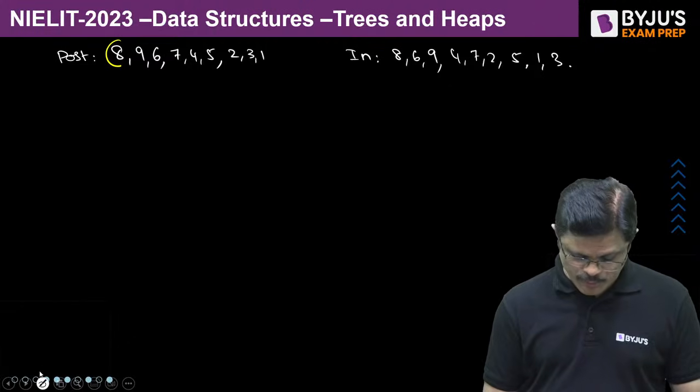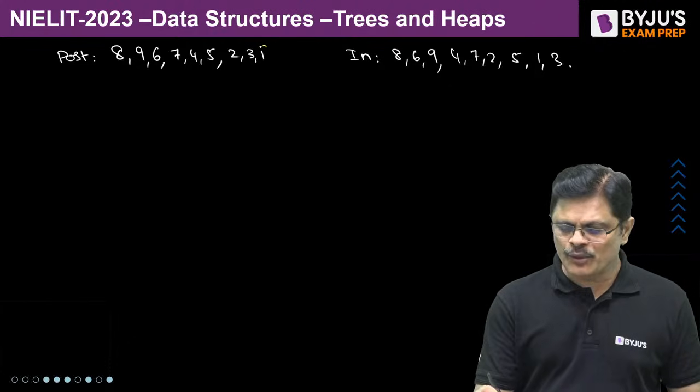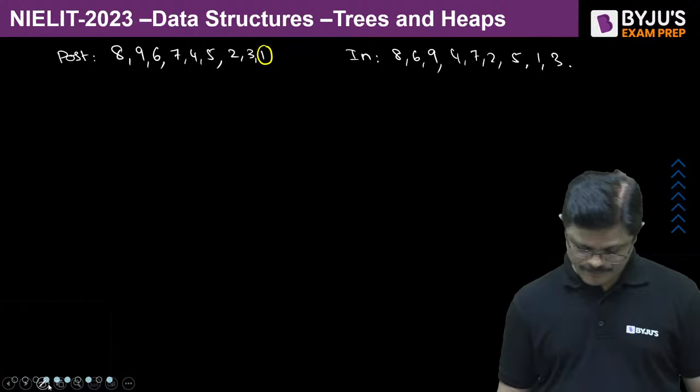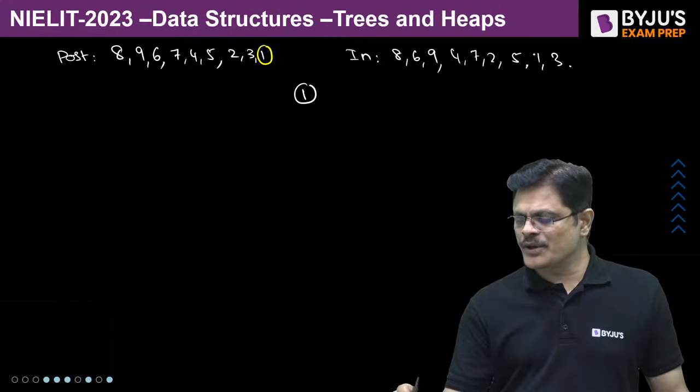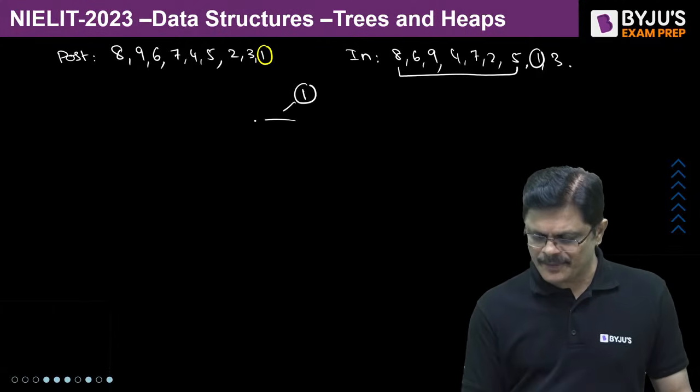Oh sorry, it is a post order na. Post order means the last node would be the root node. In the post order, the last node is the root node. Am I clear? So this is the root node, and you see the root node is this fellow. This will separate your left subtree and right subtree.